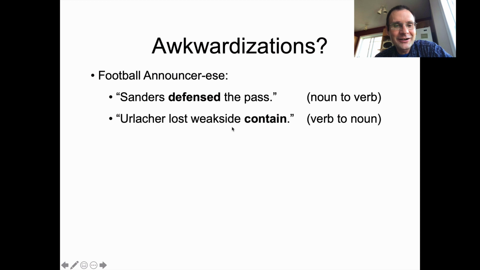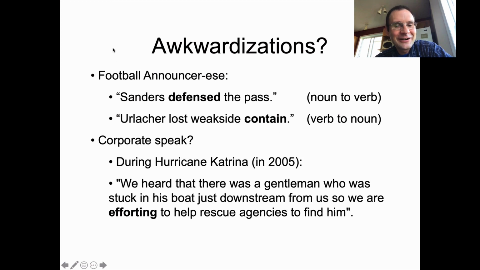You can talk about, say, Urlacher lost weak side contain, which sounds funny when you hear it, but it makes sense. So you can use it. A long while ago in Hurricane Katrina in 2005, I got this quote from somebody down in New Orleans who said, "We heard that there was a gentleman who was stuck in his boat just downstream from us, so we're efforting to help rescue agencies find him."